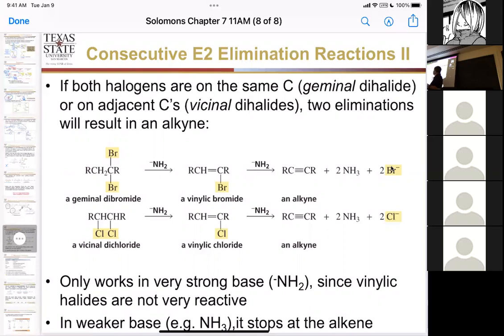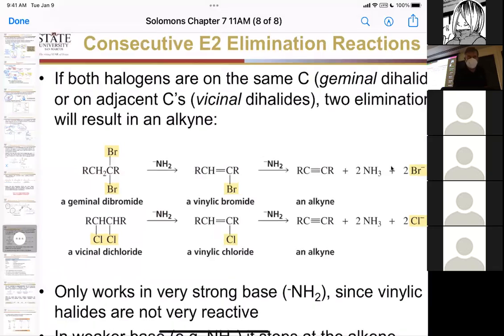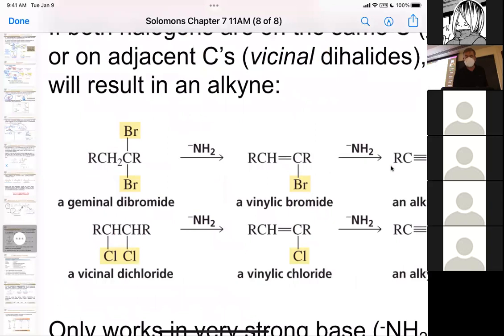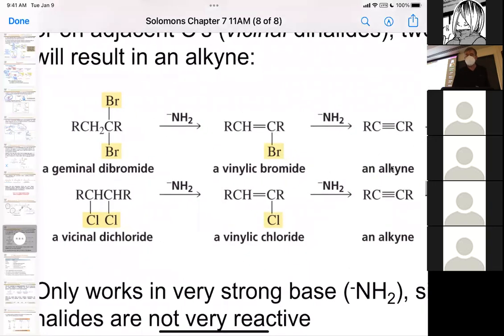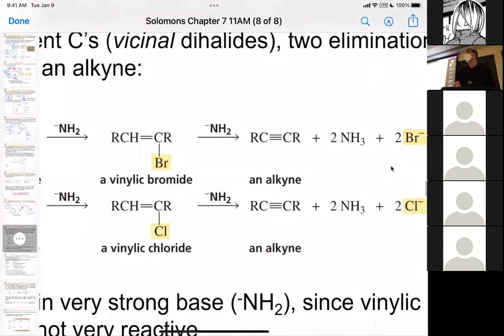So we use sodium amide. This is amide, nitrogen -1 with 2 hydrogens on it, okay? Now, it is such a strong base that it doesn't even act as a nucleophile. And so when we have these geminal dibromides here, we're gonna take off one from one side, create a vinyl bromide, which can't undergo substitution at all. And then we're gonna remove that second equivalent of HBr to give us our alkyne.